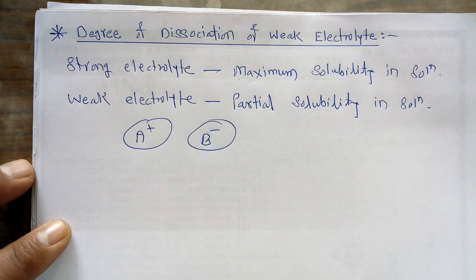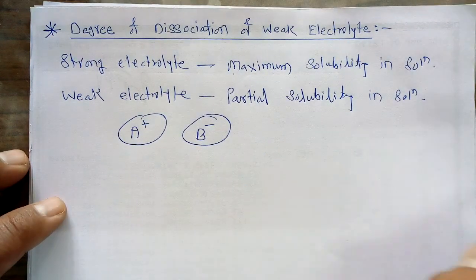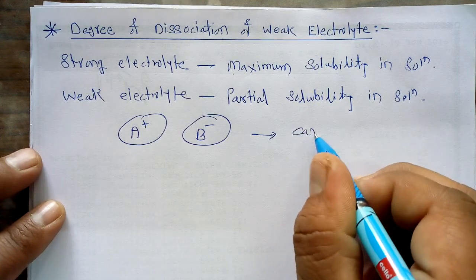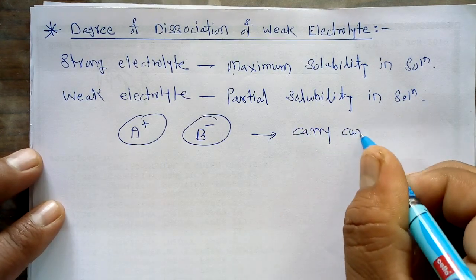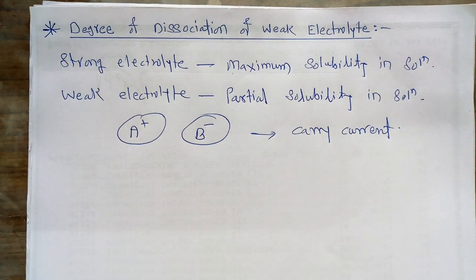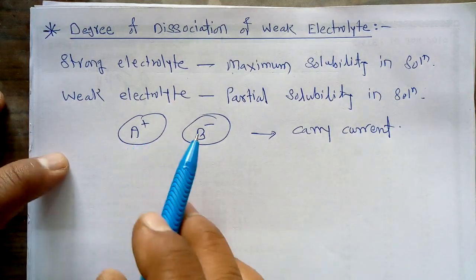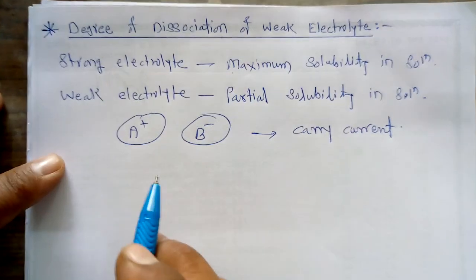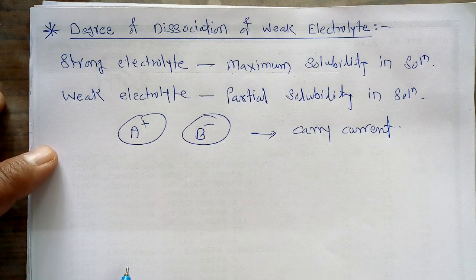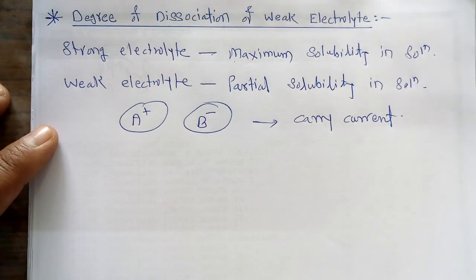Whenever these cations and anions are given by a particular weak electrolyte, they are responsible for carrying the current. We know very well that the current carrying capacity of any electrolyte depends upon the number of ions present in it. So for this purpose, we have to take into consideration one simple concept for the solubility of weak electrolyte, that is called the degree of dissociation. What is this degree of dissociation?